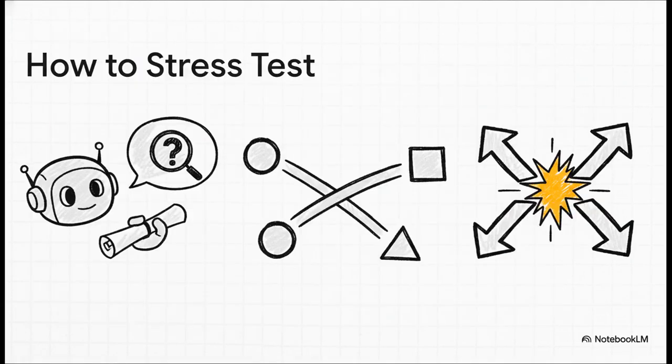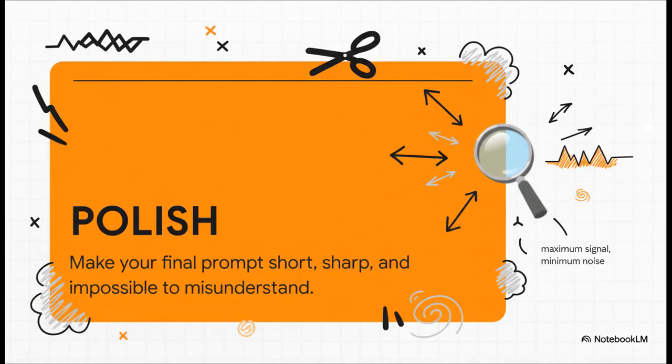And here's a pro tip for you. You can actually ask the AI to stress test your prompt for you. Just give it your prompt and ask, what part of this request is unclear or ambiguous? The AI's answer can be so revealing. You also want to check for any instructions that might clash with each other, like asking for a summary that's both brief and comprehensive. And finally, we polish.